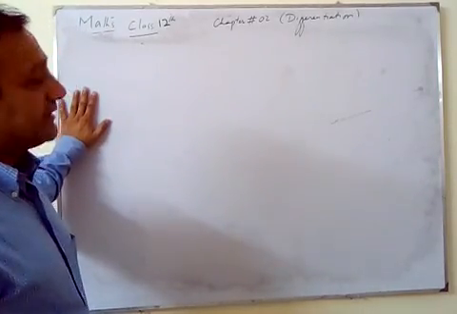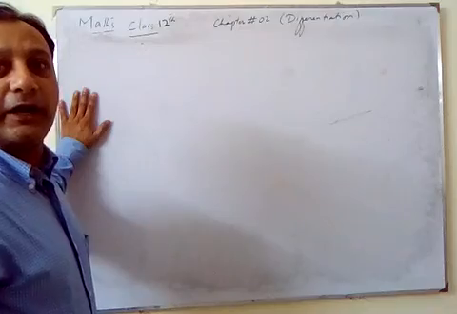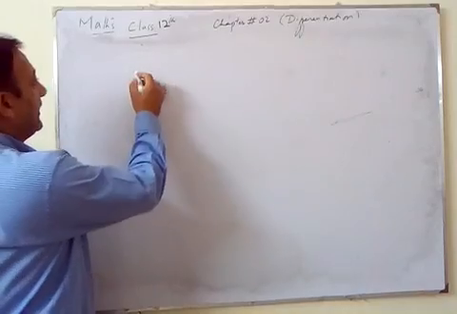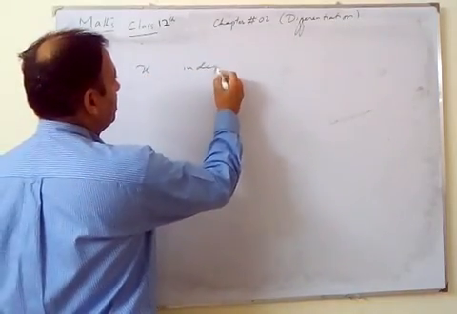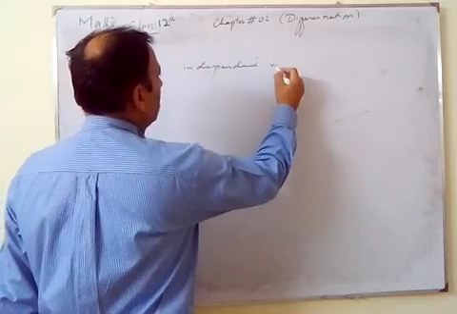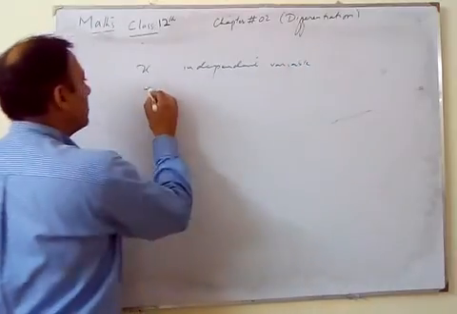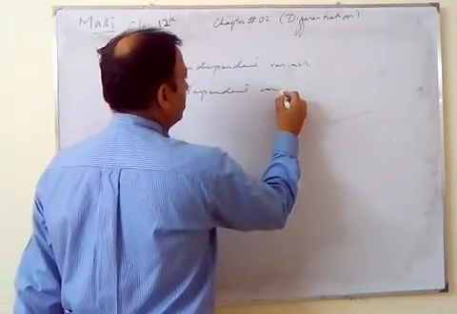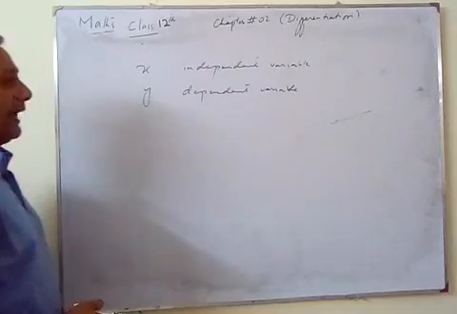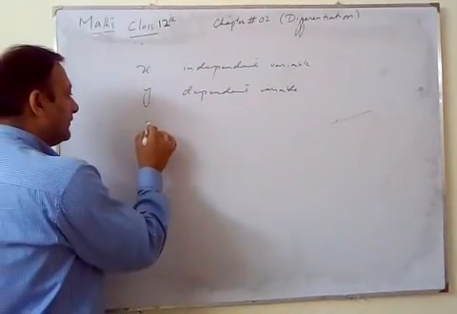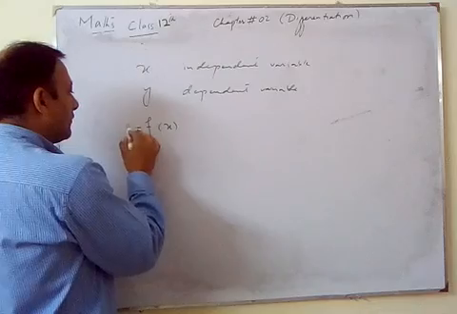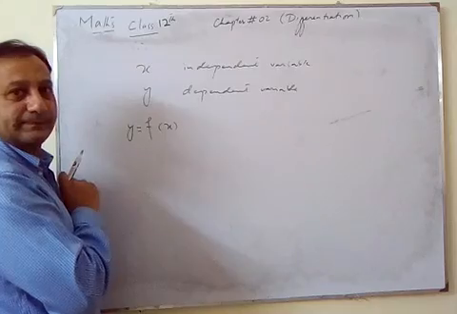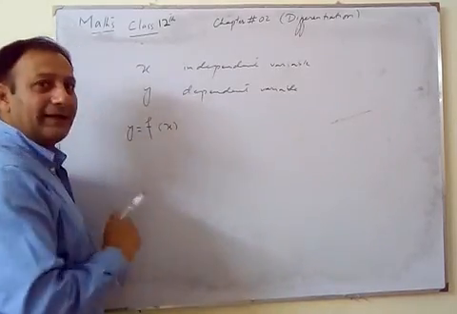Now, what is this instantaneous rate of change? As we have already discussed, x is known as the independent variable, whereas we consider y as the dependent variable, and both are related. We say that y is a function of x.